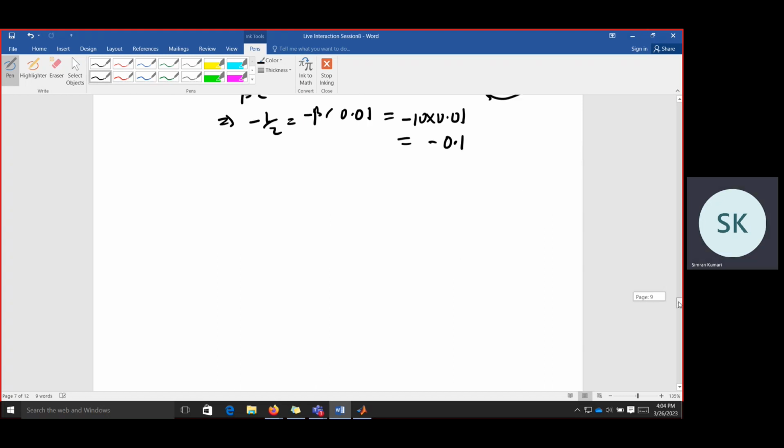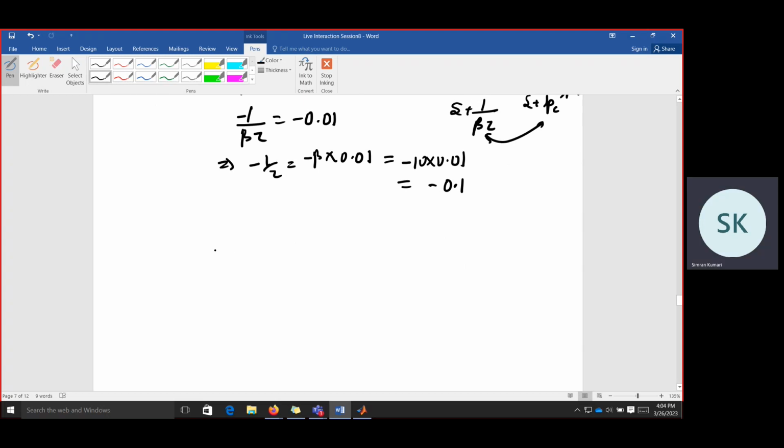If we see now, we see the open loop transfer function. So we have this Gc and we have this G.